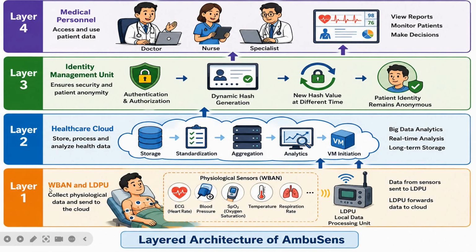Each performing a specific task. That is, first layer is the WBAN and the LDPU, which collect the physiological data and send it to the cloud. Then second is the healthcare cloud, which stores, processes and analyzes the health data. Third layer is the identity management unit, which ensures security and patient anonymity. Then the fourth layer is the medical personnel, who access and use the patients' data. Now we'll see these all one by one in detail.